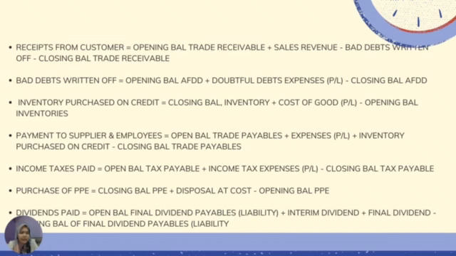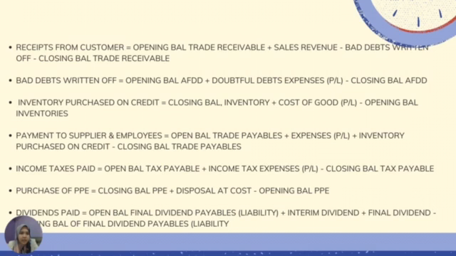So, these are 7 common formulas used to determine cash flow. Receipt from customers comes from opening balance trade receivable plus sales revenue minus bad debt written off minus closing balance trade receivable. Bad debt written off comes from opening balance allowance for doubtful debt plus doubtful debt expenses from profit and loss minus closing balance allowance for doubtful debt.